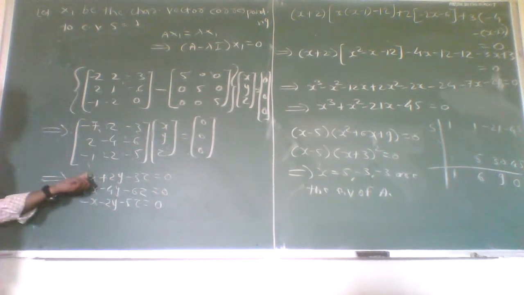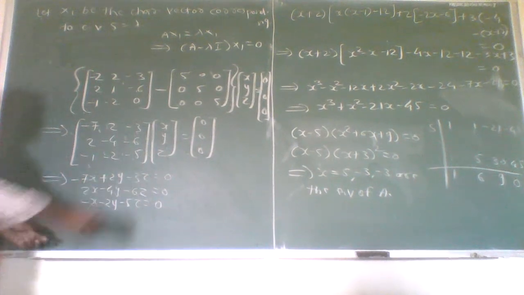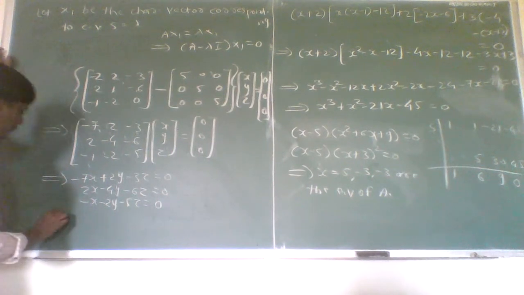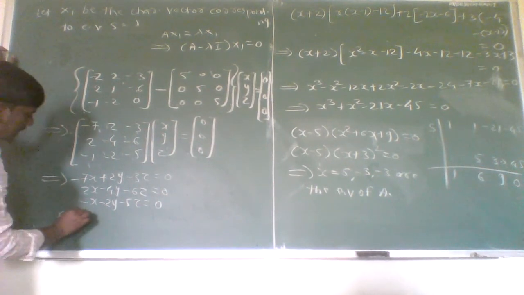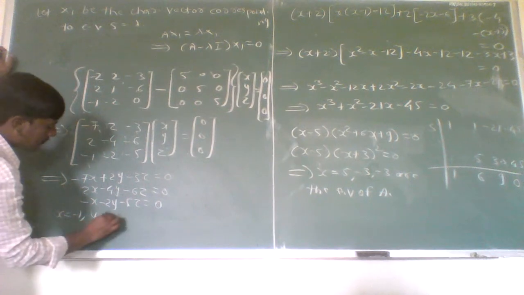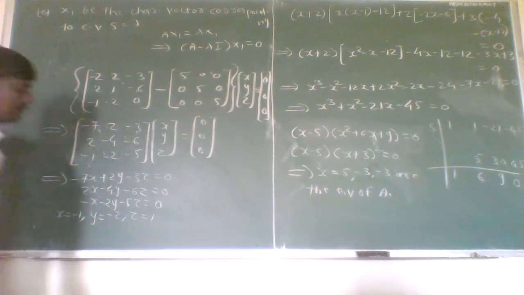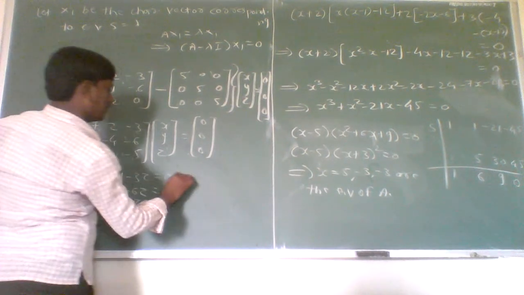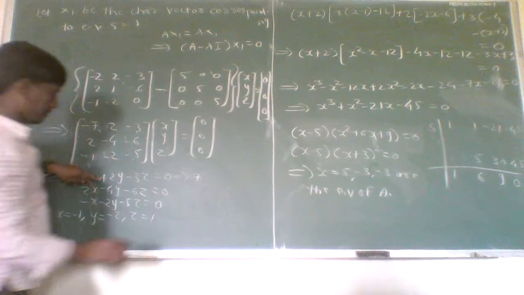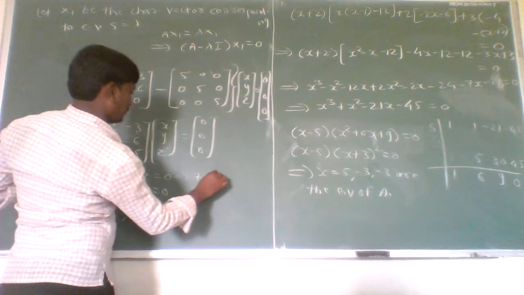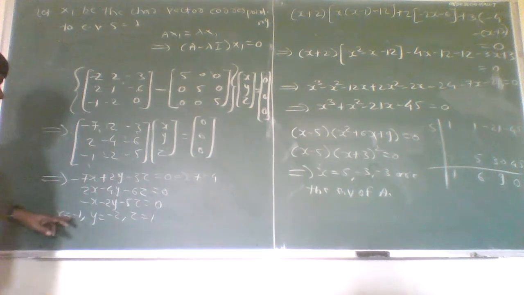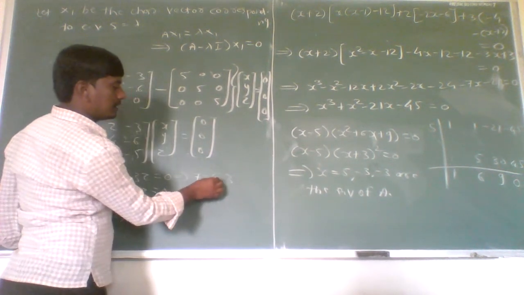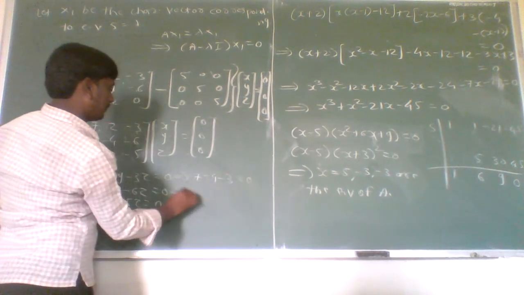Now we have to find out the values of x, y, and z which satisfy these equations. If we take x equal to minus 1, y equal to minus 2, and z equal to 1, then let us check whether it satisfies these three equations. For the first, 7 minus 4 minus 3, which is equal to 0.